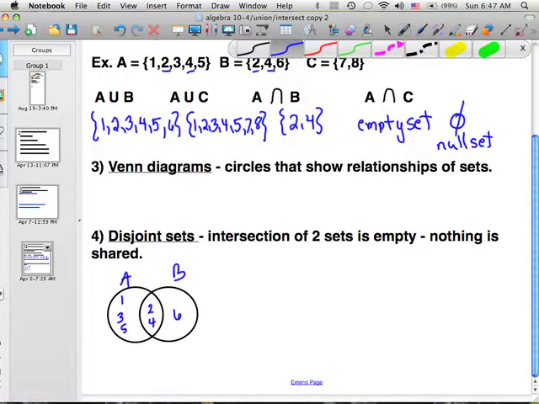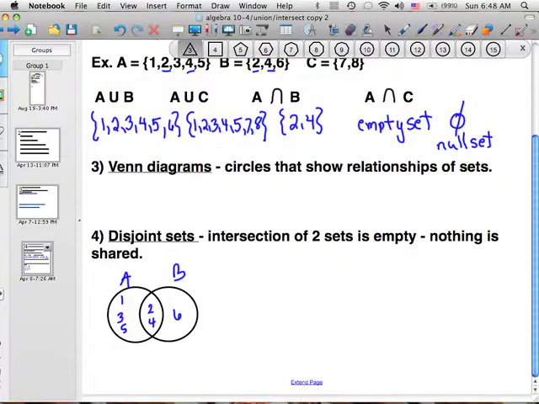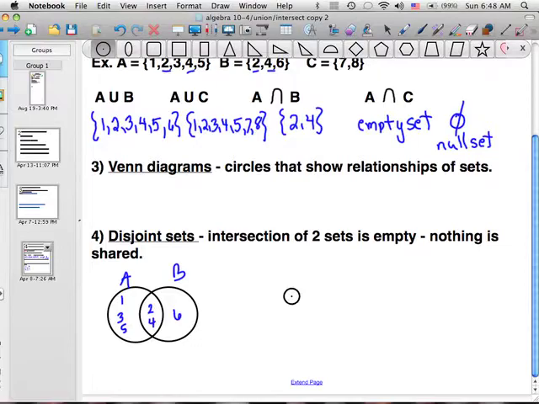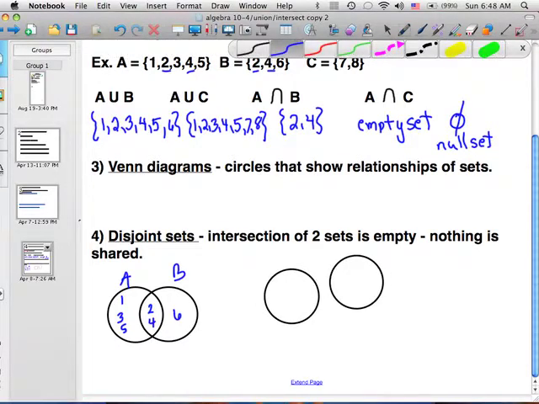If I wanted to show A intersection C, the two circles would be what we call disjoint. So this would be set A, and this would be set C. And notice I didn't overlap them because they share nothing. This has 7 and 8 in it. And this says 1, 2, 3, 4, 5.